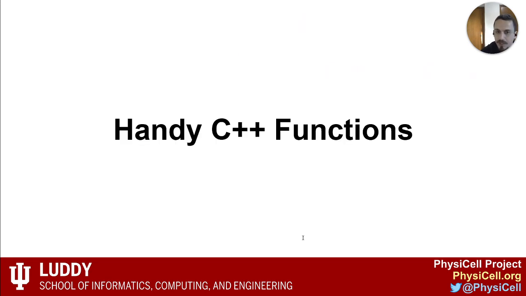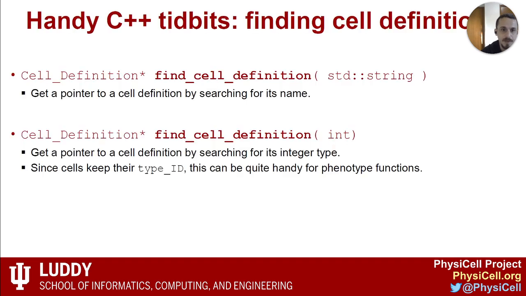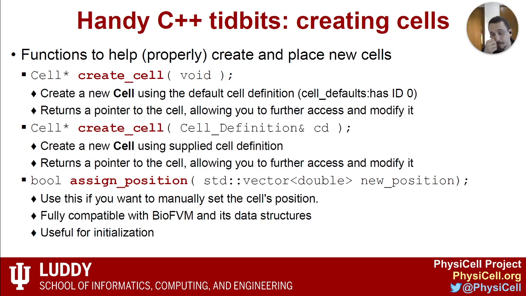So I mention here now some handy C++ functions that you can use to develop your project. The first one is find cell definition. You can use it for that function, and you can use the name of the cell or the type ID of the cell as an integer. Another handy C++ function is create and place new cells.